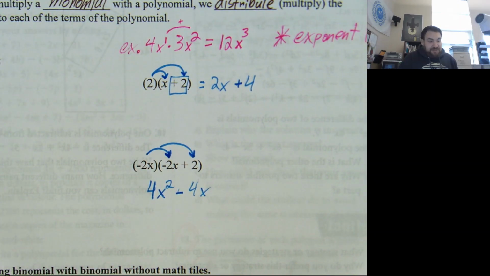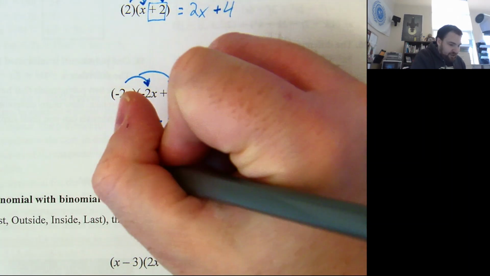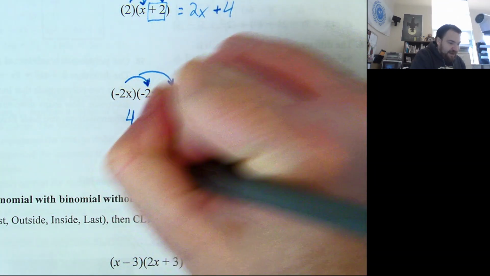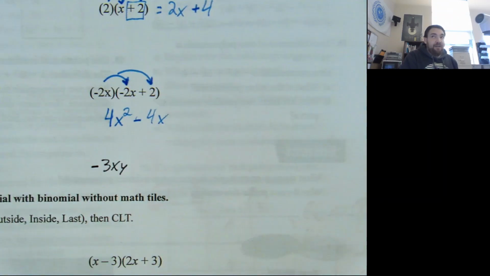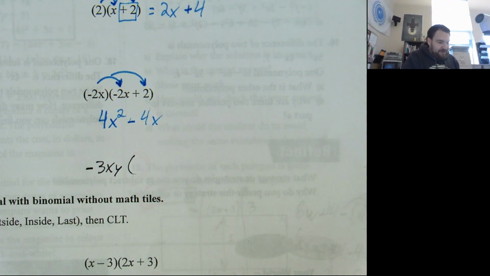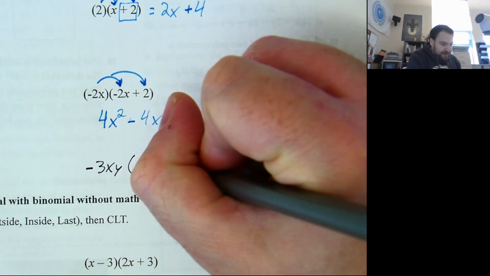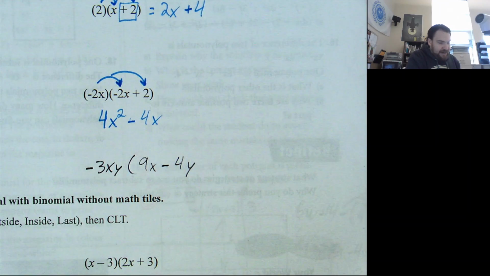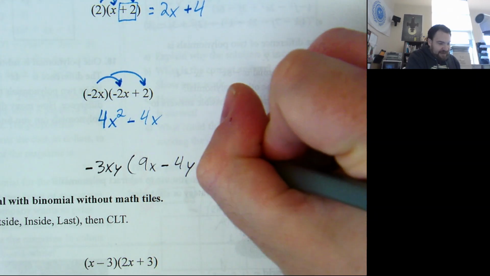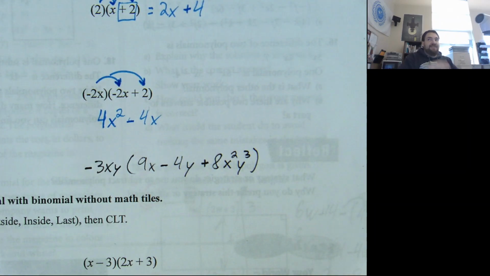We could make it more interesting by adding something bigger in here. Let's do it. Let's make it more interesting. Negative 3xy is going to be our monomial. And our polynomial is going to be something big and crazy and wonderful. I'm going to have a 9x minus 4y plus 8x squared y cubed. Why not? Let's do that.